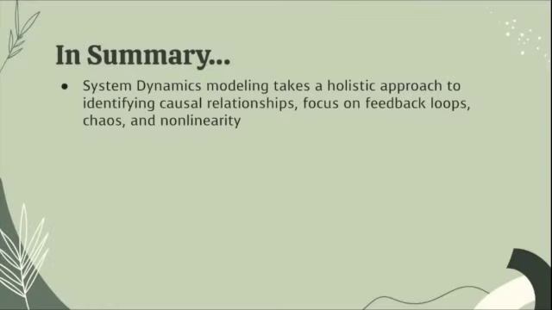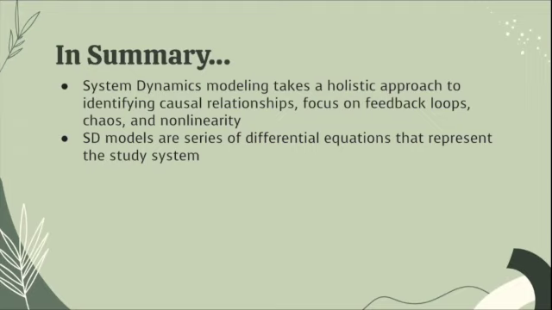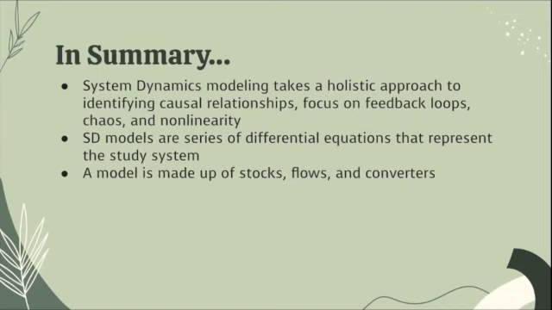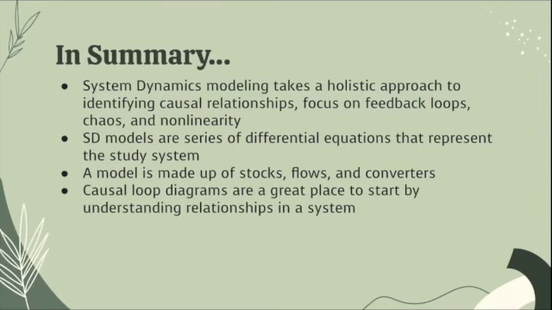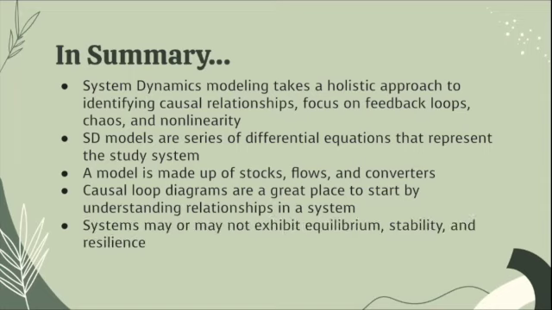So in summary, system dynamics modeling takes a more holistic approach to looking at whole system analyses, identifying causal relationships, and has a focus on feedback loops, chaos, and nonlinearity. System dynamics models are a series of differential equations that represent the study system. A model is made up of stocks, flows, and converters. Causal loop diagrams are a great place to start by understanding all of the different causal relationships in a system. And finally, systems may or may not exhibit equilibrium, stability, and resilience.